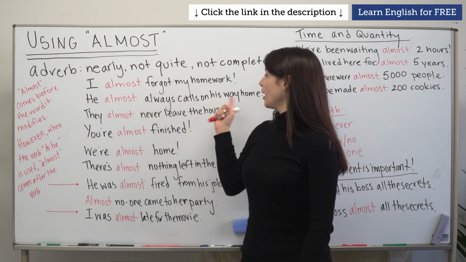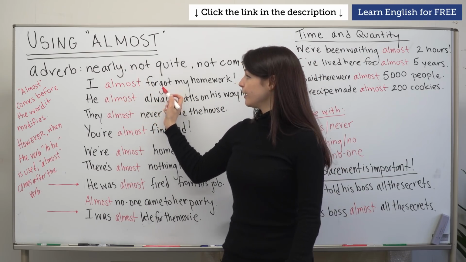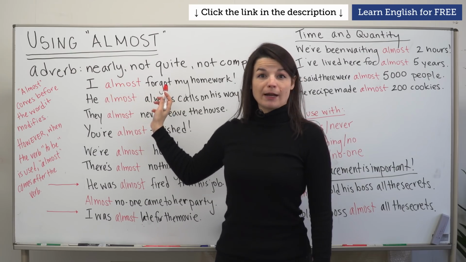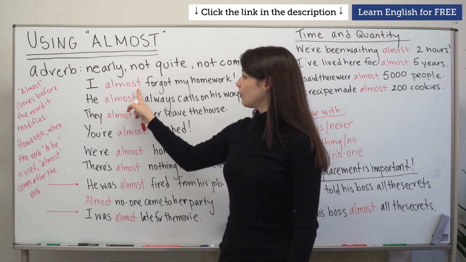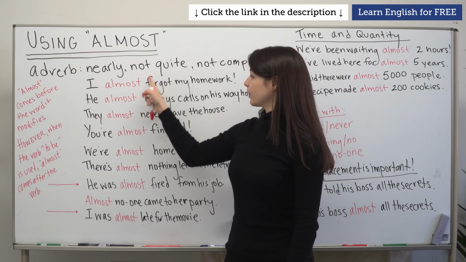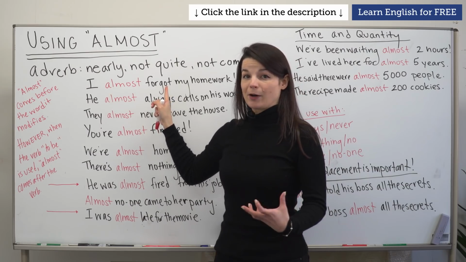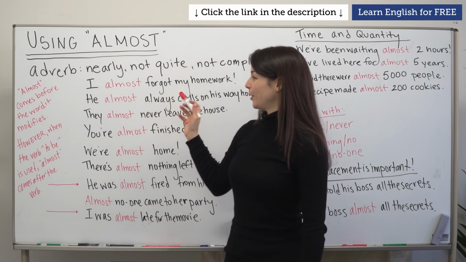I almost forgot my homework. Here almost comes before the verb forgot, in this case meaning I nearly forgot my homework. Like I said, almost should come before the word it modifies. So here it's modifying the word forgot. I nearly forgot my homework. I was very close to forgetting my homework.